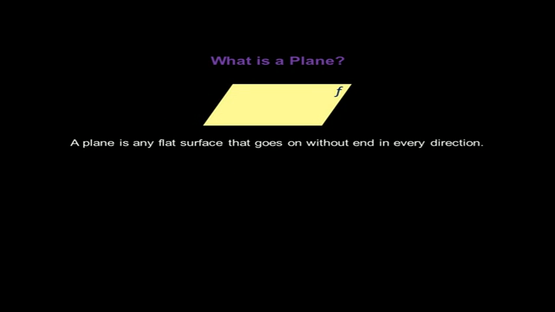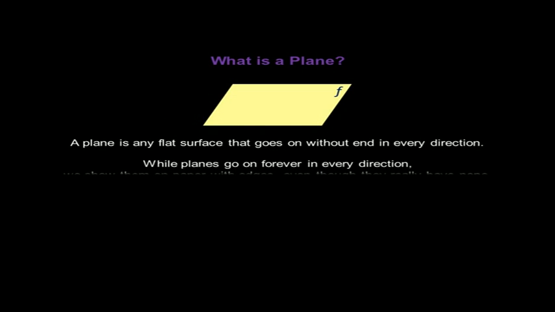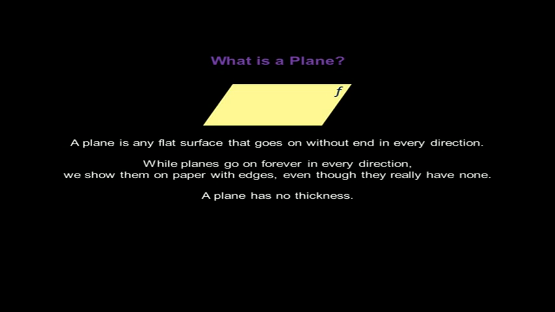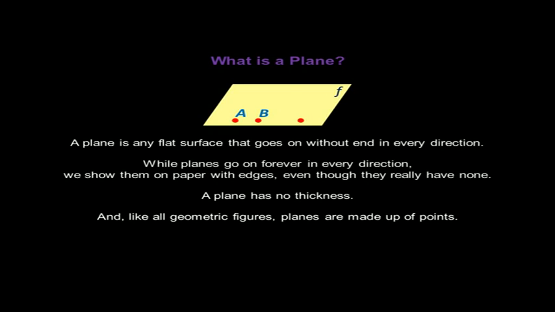What is a plane? A plane is any flat surface that goes on without end in every direction. While planes go on forever in every direction, we show them on paper with edges, even though they really have none. A plane also has no thickness. And like all geometric figures, planes are made up of points.